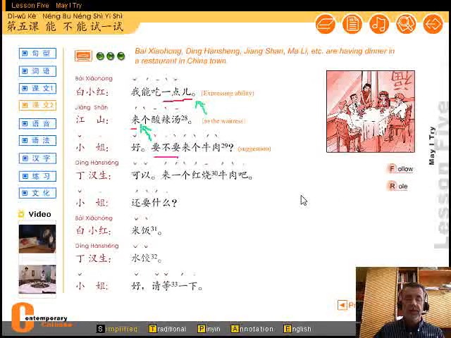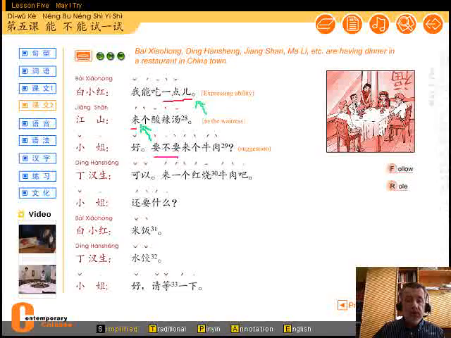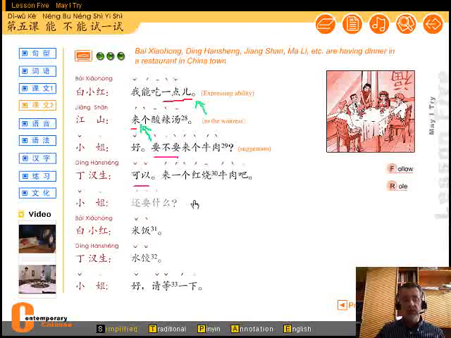可以，来一个红烧牛肉吧。 Okay, so with this, where Ding Han Sheng says 可以, you could also say 好, you could also say 行, and then the next bit is just again repeating this pattern. Bring a 红烧牛肉, so beef cooked in soy sauce. 来一个红烧牛肉. Okay, let's hear what the waitress says next.